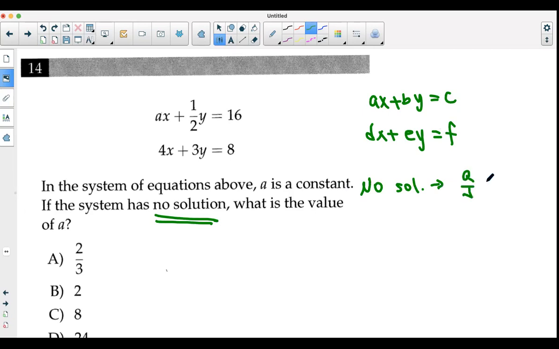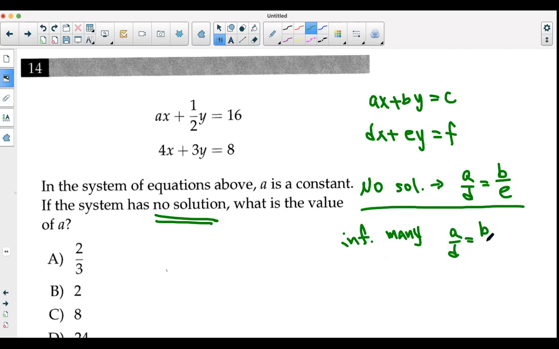So a over d has to be equal to b over e. Literally, just get these two things into that proportion. That's what it means. On the other hand, if we have infinitely many solutions, that means a over d is equal to b over e, which is equal to c over f. You can just set up the proportion all throughout. That's the difference between infinitely many versus no solution.